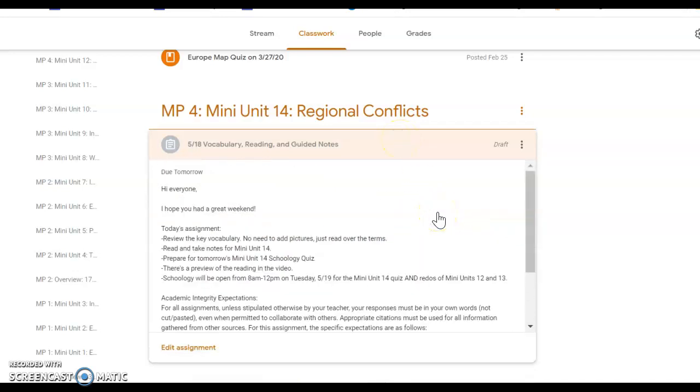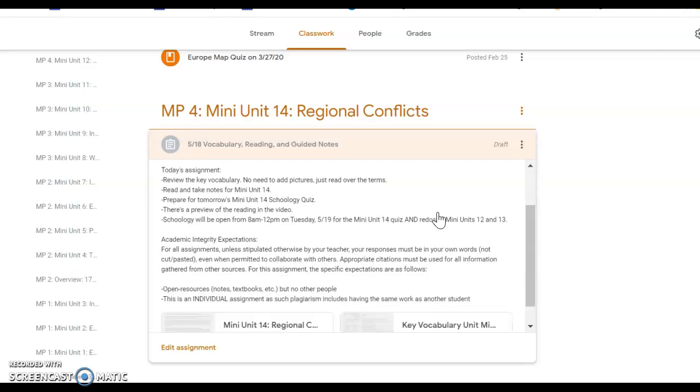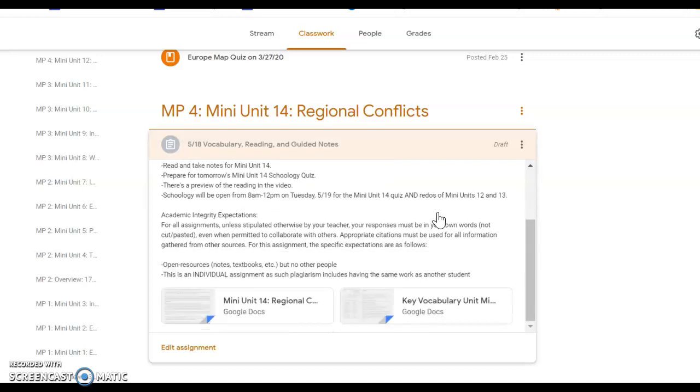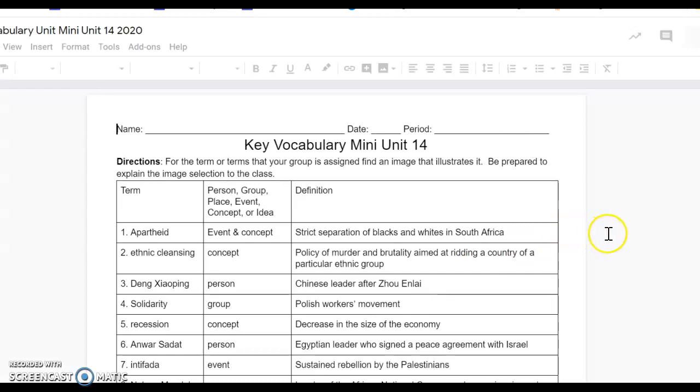A couple of housekeeping things. Well, not housekeeping, rather. Today's time you'll be able to review the key vocabulary. Don't worry about the pictures. I'll just read over terms. You'll be able to read and take notes on mini unit 14, and prepare for tomorrow's reading check on 14. You'll also be able to redo mini units 12 and 13. Same academic things.